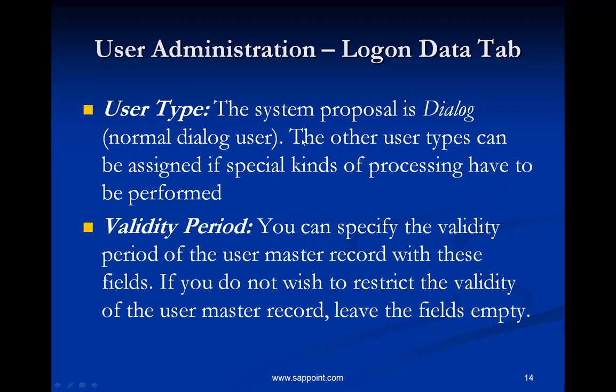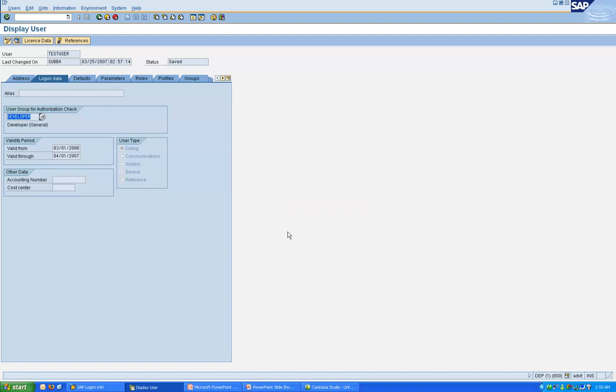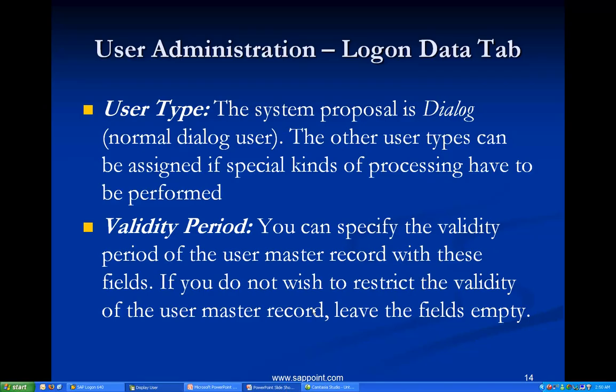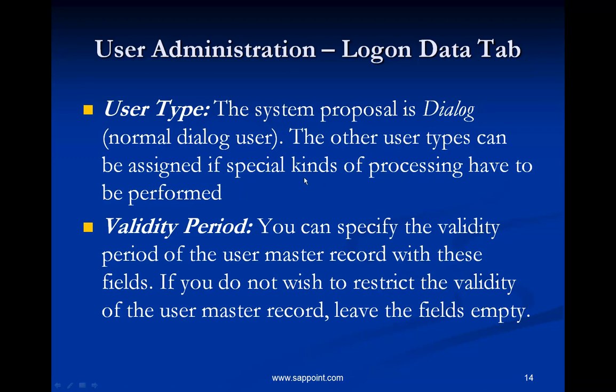User type. The system proposal is a dialog user, like you can see, it's selected by default. The other user types can be assigned if special kinds of processing have to be performed.